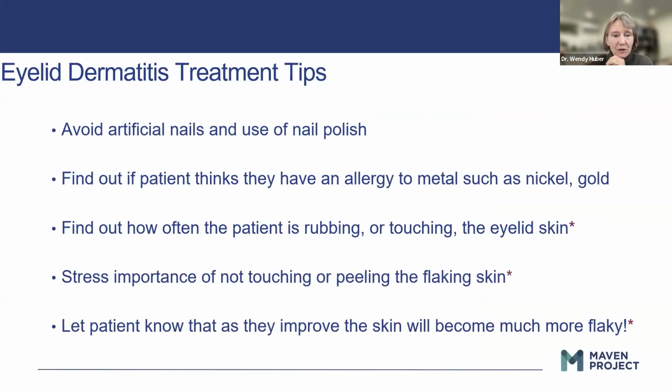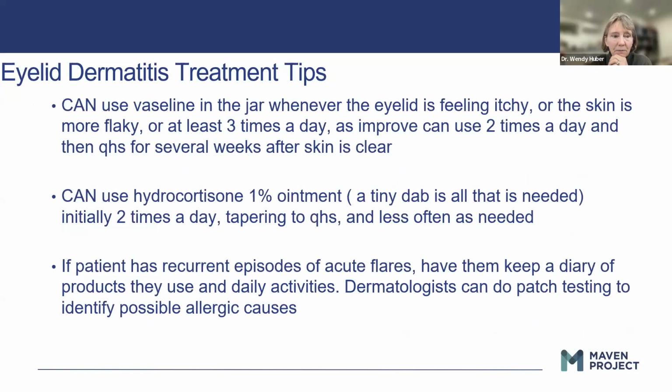Avoiding artificial nails and the use of nail polish. And it's really important that people not try to peel the flakes off their skin. That's one reason why I like the Vaseline in the jar to use on the skin. It will kind of keep those flakes down. A lot of people find them irritating and try to peel them before they're ready to fall off. And then as they improve, the skin will be even more flaky until it's not. Next slide. So these are the cans that they can do, and I've covered this fairly well, so I think we'll go on.